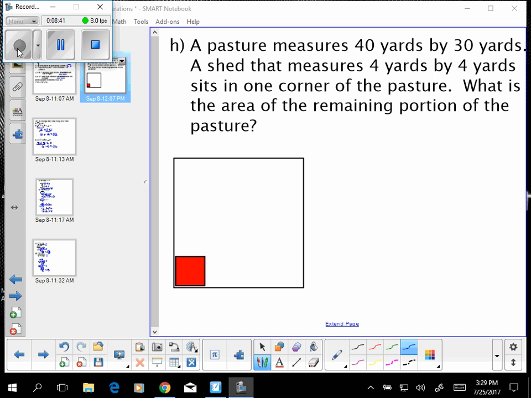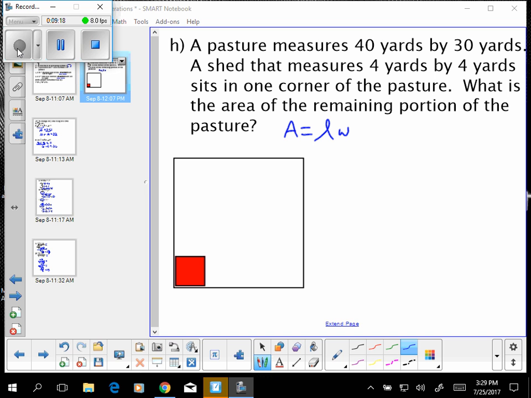An application of this problem would be writing a sentence that will give us the area of the remaining portion. The pasture is the big rectangle, and it's 40 yards by 30 yards. The shed is a square, the red square in this lesson, although in your notes it looks like a black shed, and that's 4 yards by 4 yards. Now, this is based on the fact that you recall that area equals length times width. Remember, we've used that already this chapter.